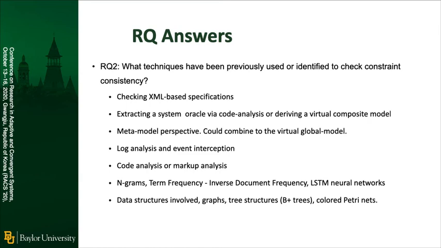And then the data structures we have seen involved were typically graphs, tree structures, so for instance B-tree for the consistency checking. But we also identified Petri nets when the authors of the role-based access control were pretty much checking multiple domains on combinations of the roles that could appear within the given system.